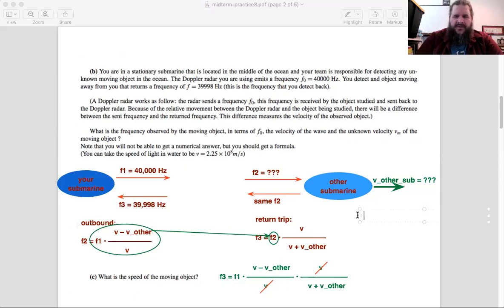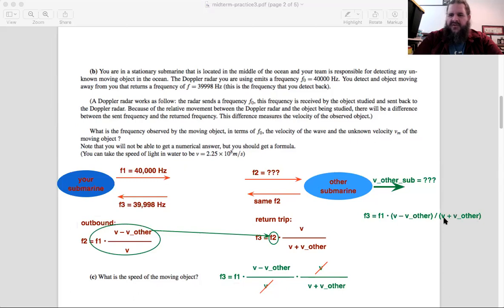So let's tidy that up a little bit. We've got F3 equals F1 times V minus V other over V plus V other. And we want to ultimately solve for the speed of the other submarine. Problem is that shows up in the numerator and denominator here. Is there any way we could address that? Any way we could make it so that it only shows up in the numerator or only in the denominator? How would you just get rid of the denominator here?